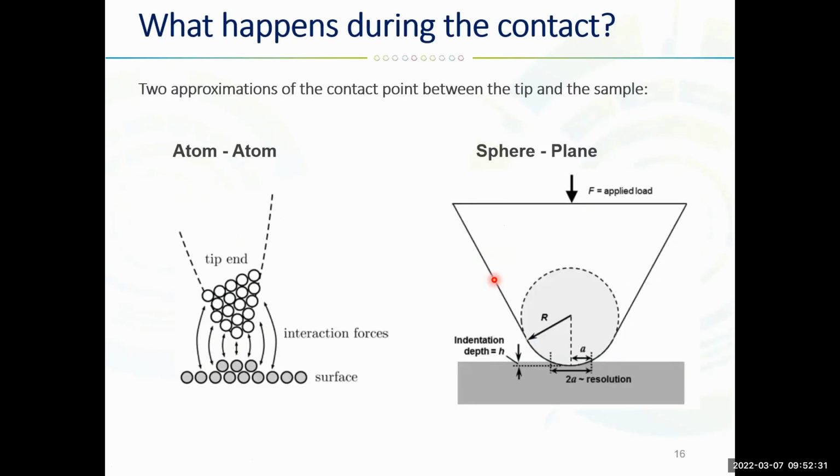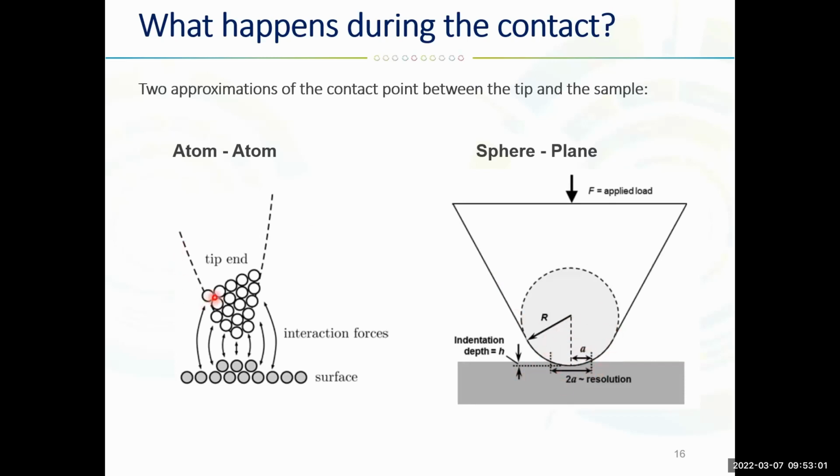What happens during the contact? Again, you should understand that the size of the contact is in nanometers, right? So we either have to pretend that the tip is made of atoms, or we have to approximate the tip as a flat surface or a slab. So it will be an interaction between a perfectly round tip and a perfectly flat surface. This is the so-called bulk approach.